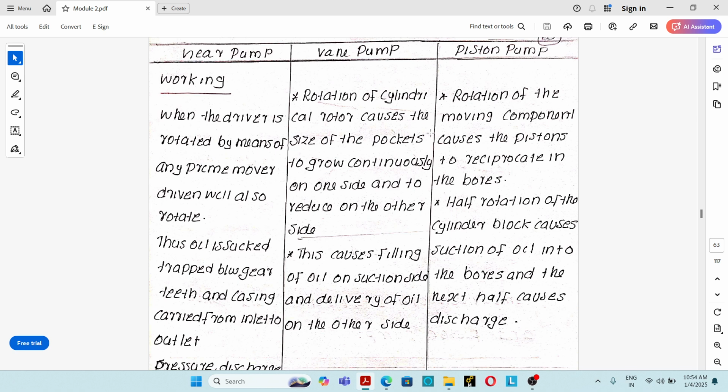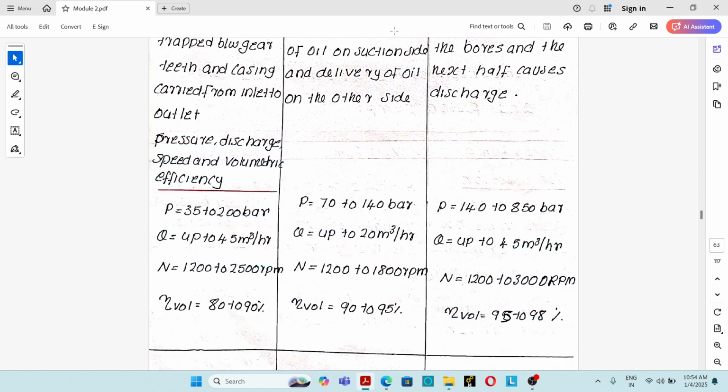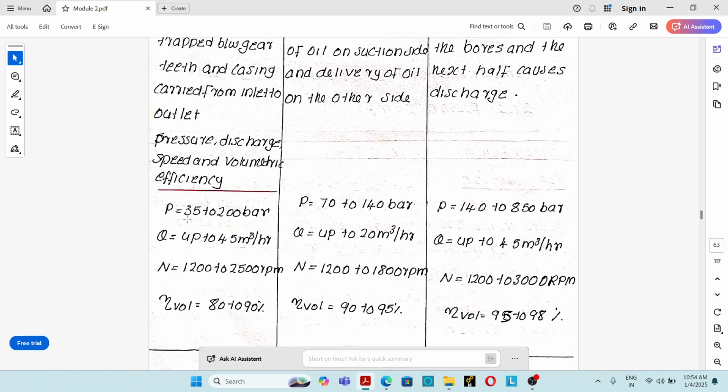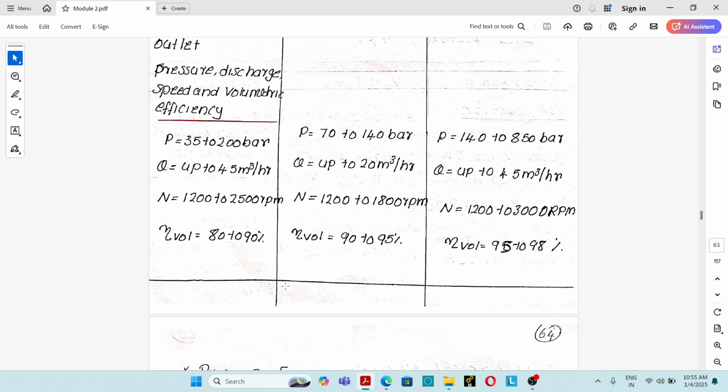So all these we have discussed in detail in this section. We are discussing each pump. Then the third one: pressure, discharge, speed and volumetric efficiency. First is the gear pump. Gear pump: pressure of 35 to 200 bar, discharge up to 45 meter cube per hour, rotational speed 1200 to 2500 rpm, volumetric efficiency 80 to 90%.